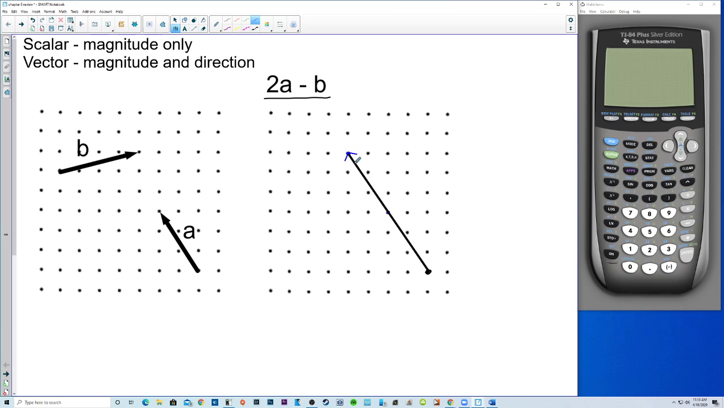Right there's 2a, and then minus b, so we have to go in the opposite direction. So down 1, over 1, 2, 3, 4. Right there, and then when you need to draw the resulting vector, right there. Let me throw a couple arrows on here, like that and like that. So here's the result.